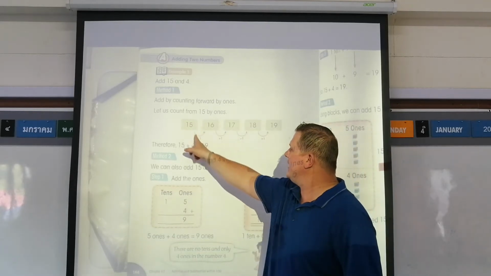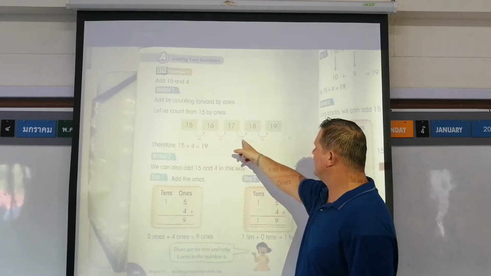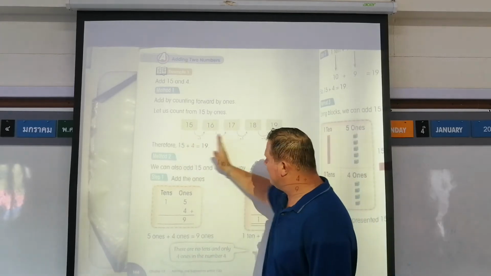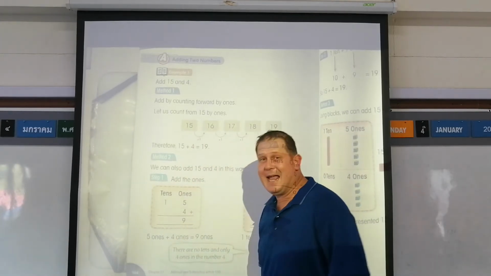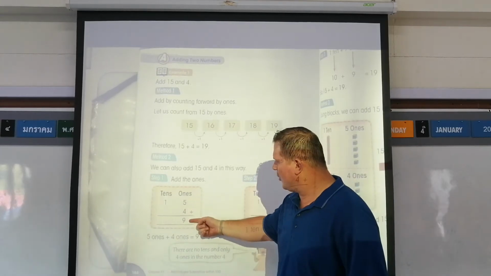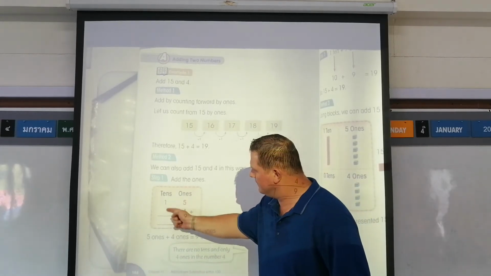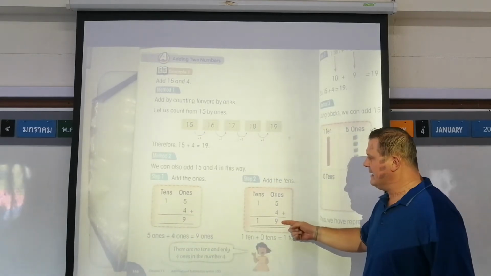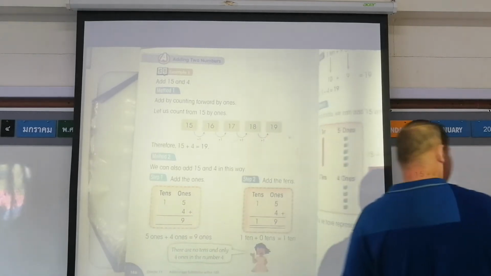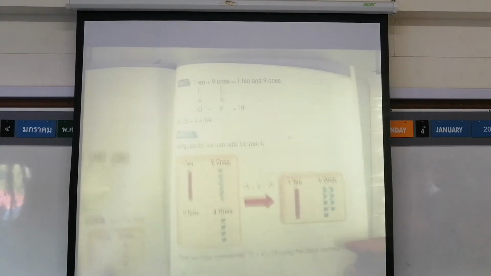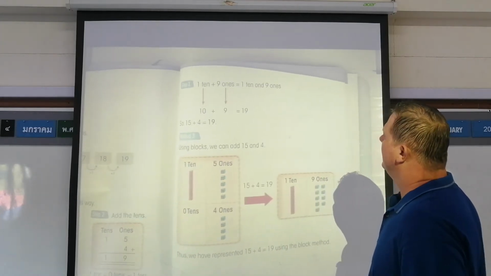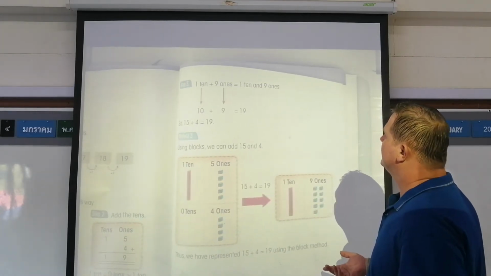15 plus 1 plus 1 plus 1 plus 1 is 19. So you can add like this. Or remember, you can add like that. 5 plus 4 is 9. The 1, there's nothing to add it to, so that 1 comes down. And it's then 19. All right.